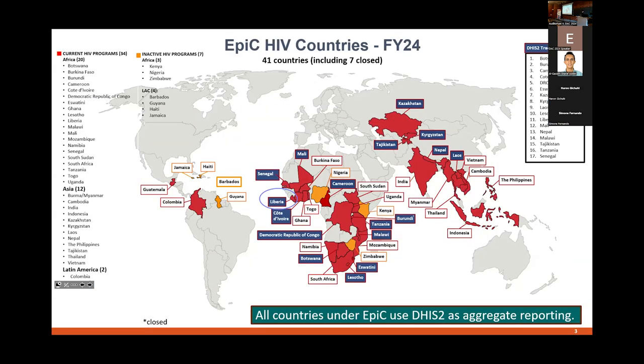So in EPIC, we are in 45 countries, now 41 countries. All these countries are using DHIS2 at aggregate level, but seven countries have been using the DHIS2 Tracker for the last 5 years. So now we are going to share the success of the line listing app, where we use this app to ensure the treatment of the PLHIV in the HIV program.